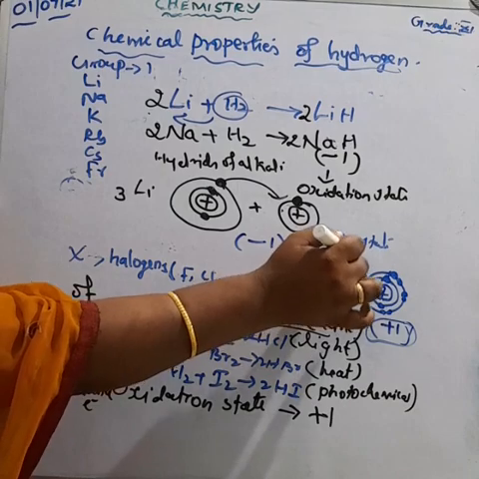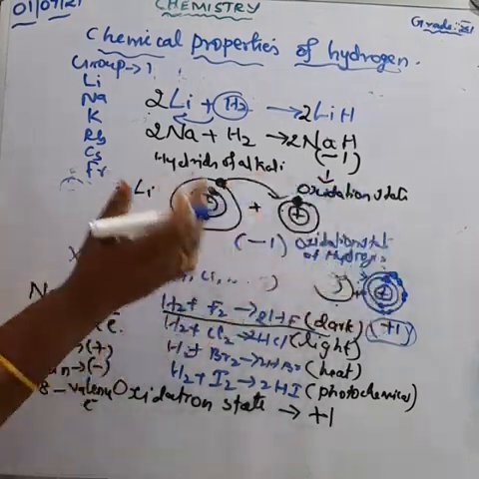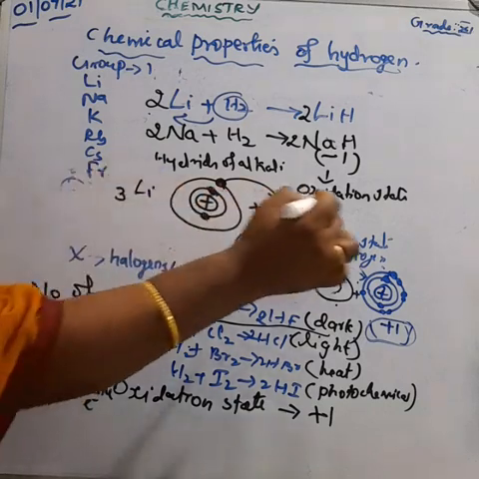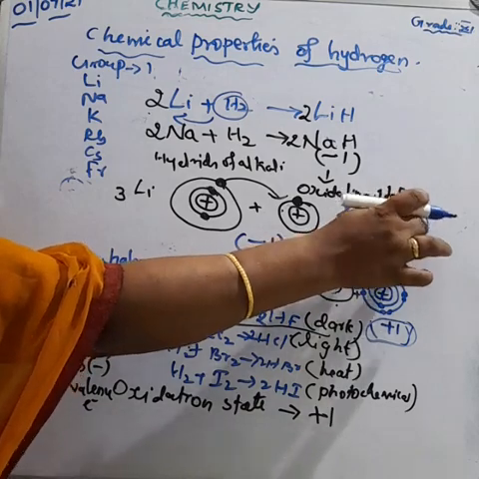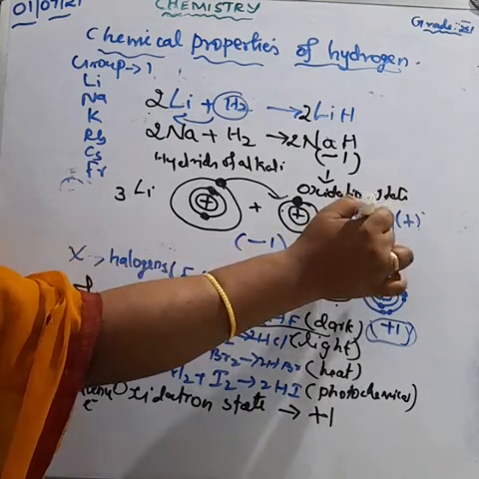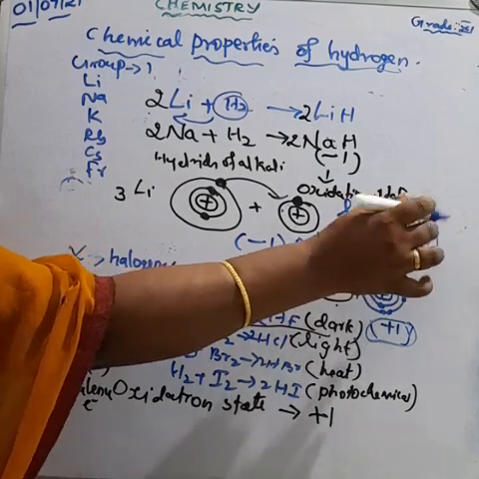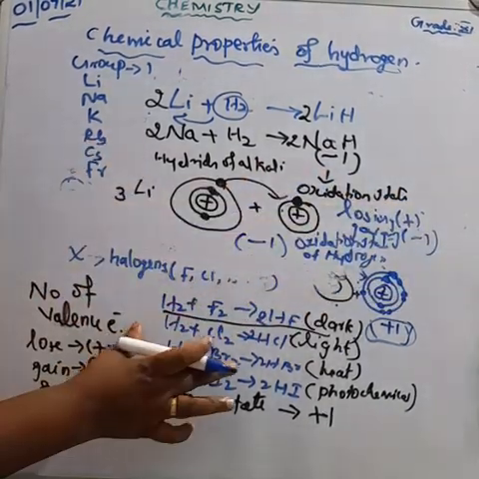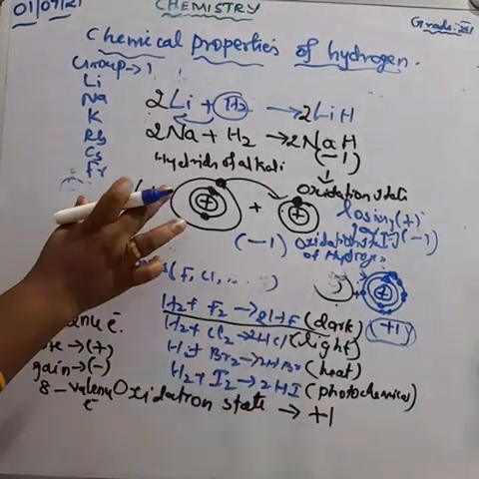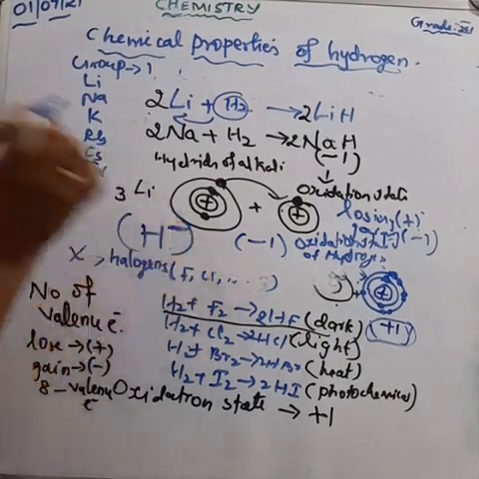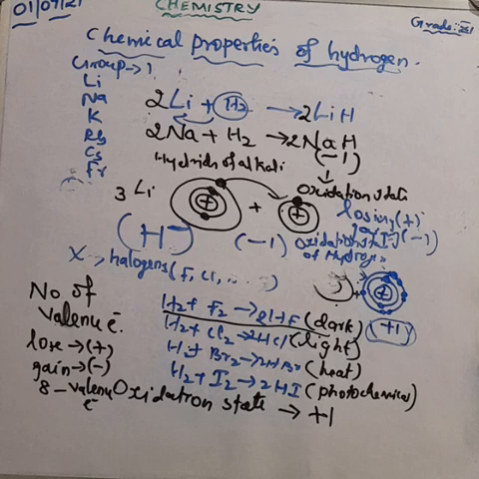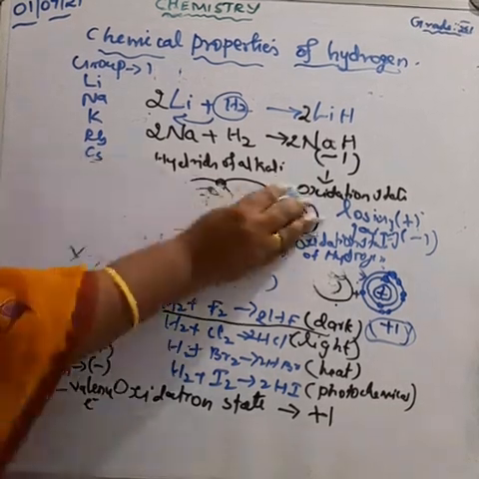When losing an electron, the element becomes positive. When gaining an electron, the element becomes negative, H minus. When combining with the halogens, hydrogen becomes the H plus ion. When combining with alkali metals, hydrogen becomes H minus, the hydride ion. Understood? So here, when hydrogen combines with the alkali metals, hydrides of alkali metals are formed.